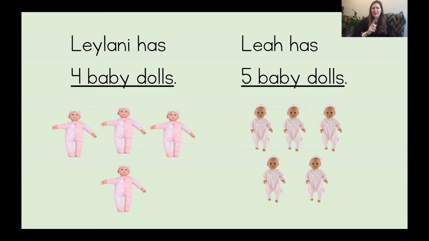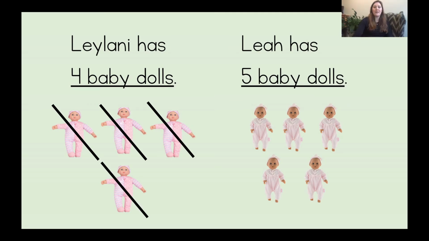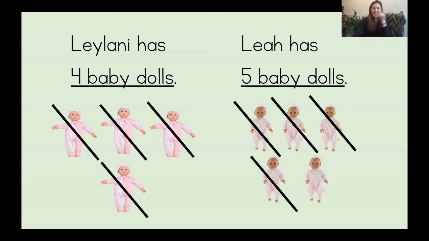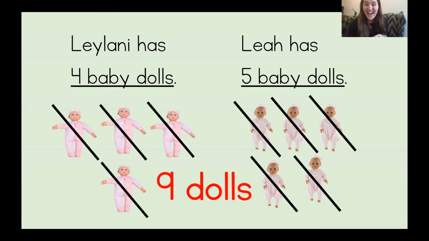Let's count to figure it out. We will cross them off as we count. Count with me. 1, 2, 3, 4, 5, 6, 7, 8, 9. We have 9 dolls all together.